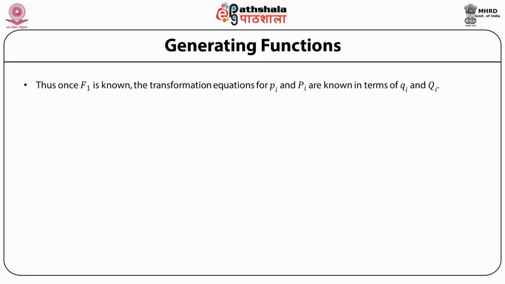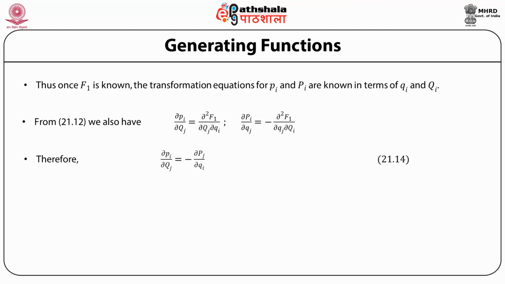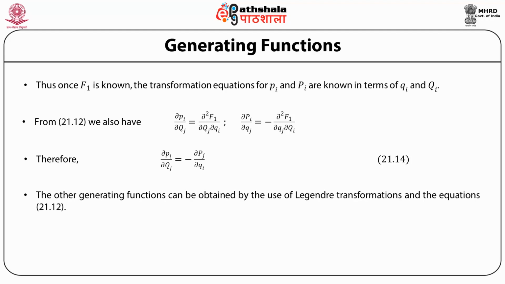Thus, once F1 is known, the transformation equations for the old and the new conjugate momenta are known in terms of the old coordinates q_i and the new coordinates Q_i. Namely, the partial derivative of the old conjugate momenta with respect to the new coordinate, ∂p_i/∂Q_j, is ∂²F1/∂q_i∂Q_j, etc. And therefore, we have the partial derivative of the old momenta with respect to the new coordinate equal to minus the partial derivative of the new momenta with respect to the old coordinate. The other generating functions can be obtained by using the Legendre transformations and the equations which are given in 21.12.